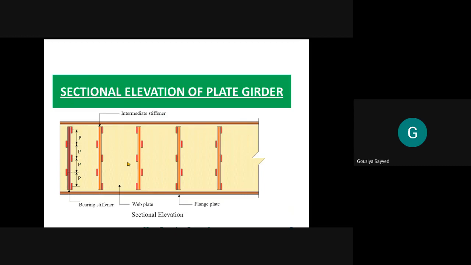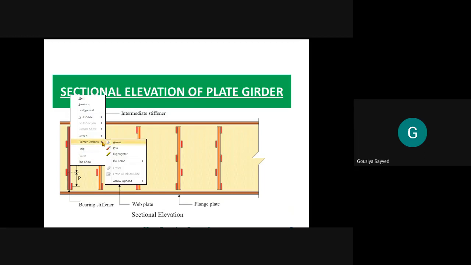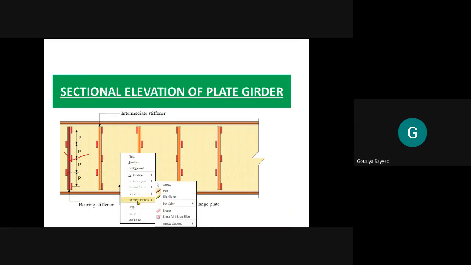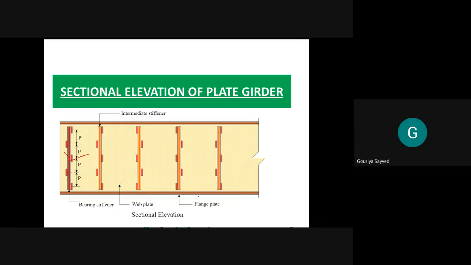And this web plate is connected by the stiffeners. So this one is the end stiffener, provided at the end of the plate girder. And these are the intermediate stiffeners. All are intermediate stiffeners. These ones are the intermediate stiffeners.